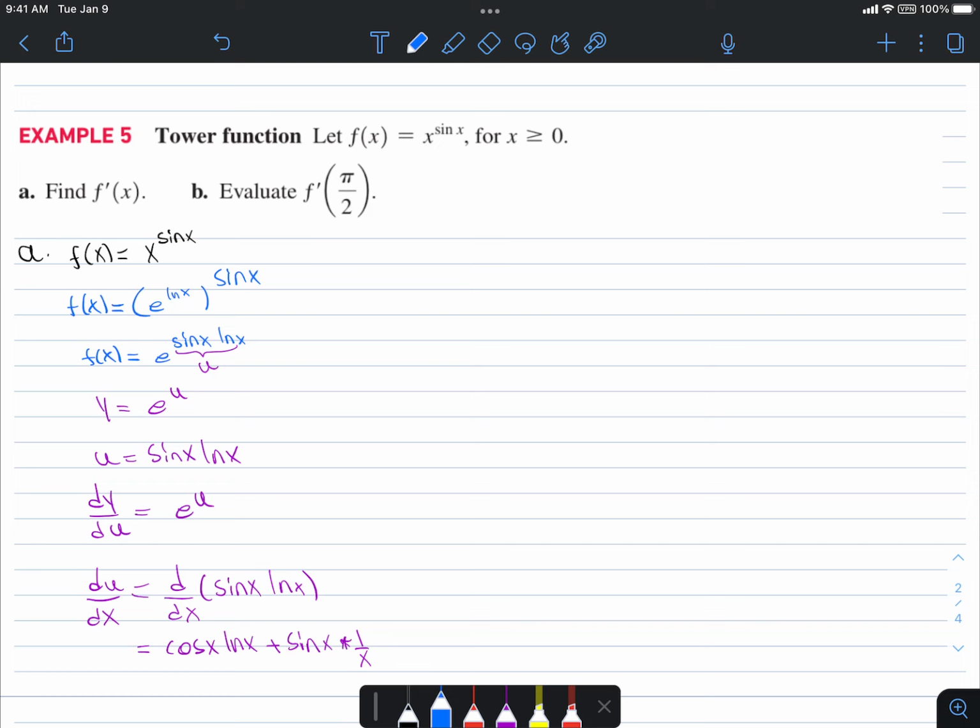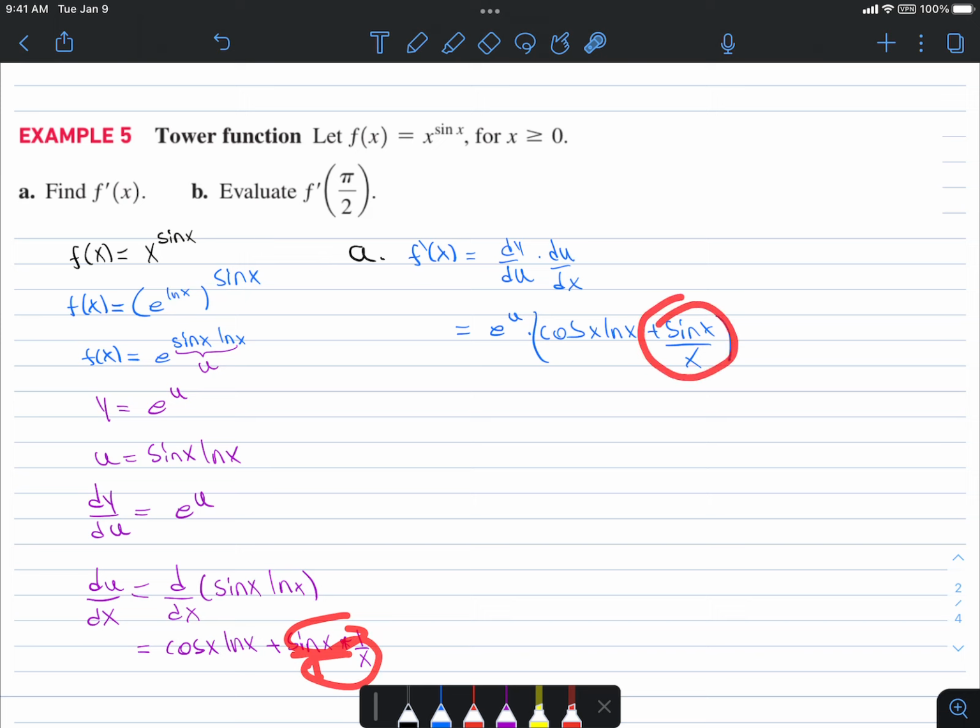And then when you do that to calculate f prime of x, all before that is just prep work. That will be dy du times du dx by the chain rule. So that's the chain rule. So dy du I found, e to the u. And then du dx is what I just calculated below with the product rule: cosine x ln x plus sine x over x. I can write it like that because sine over 1, multiply the top, multiply the bottom, I get this.